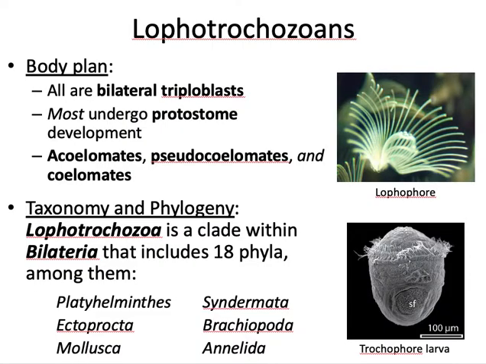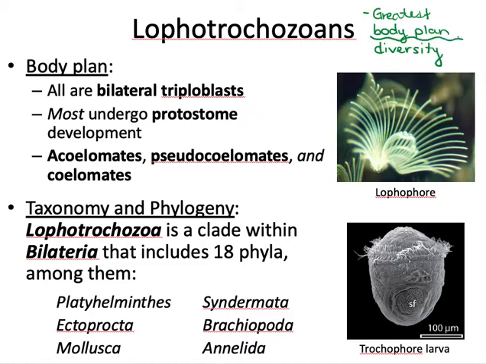All right, so in the clade Lophotrochozoa, since this clade is within the Bilateria, all members are going to be bilateral triploblasts. Most of them will also be protostomes, which means the mouth develops first from the blastopore. There is a large body plan diversity within this clade. Lophotrochozoa actually has the greatest body plan diversity, not species diversity, but body plan diversity. What that means is they have a lot of different types of body plans.